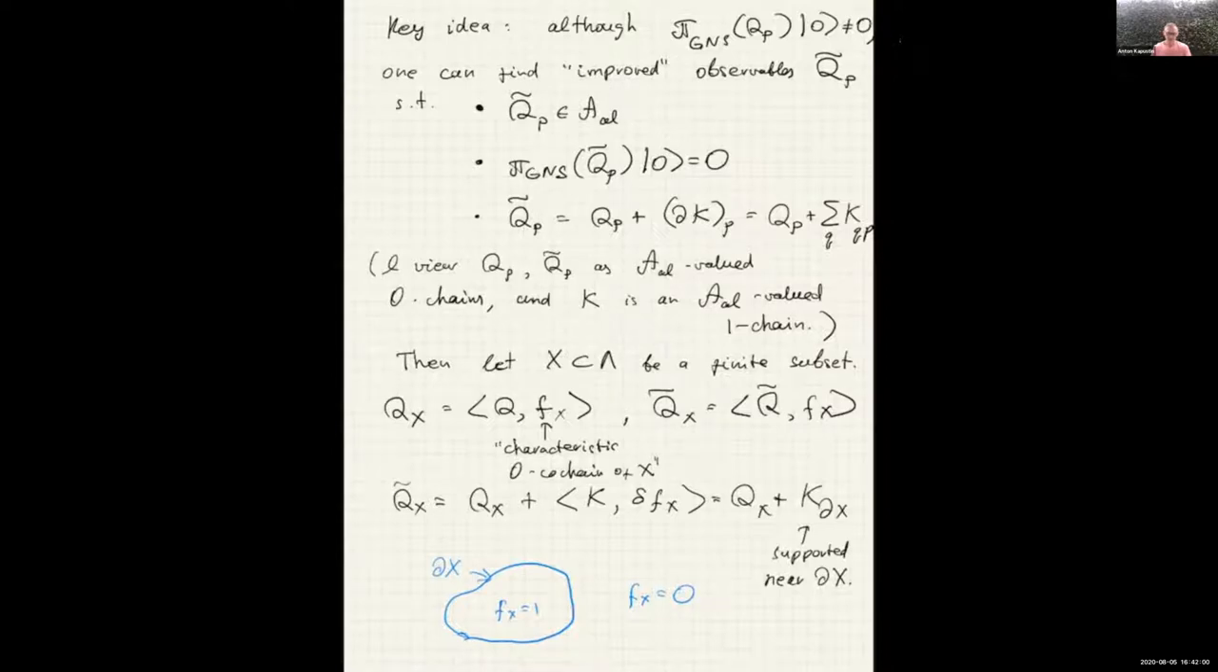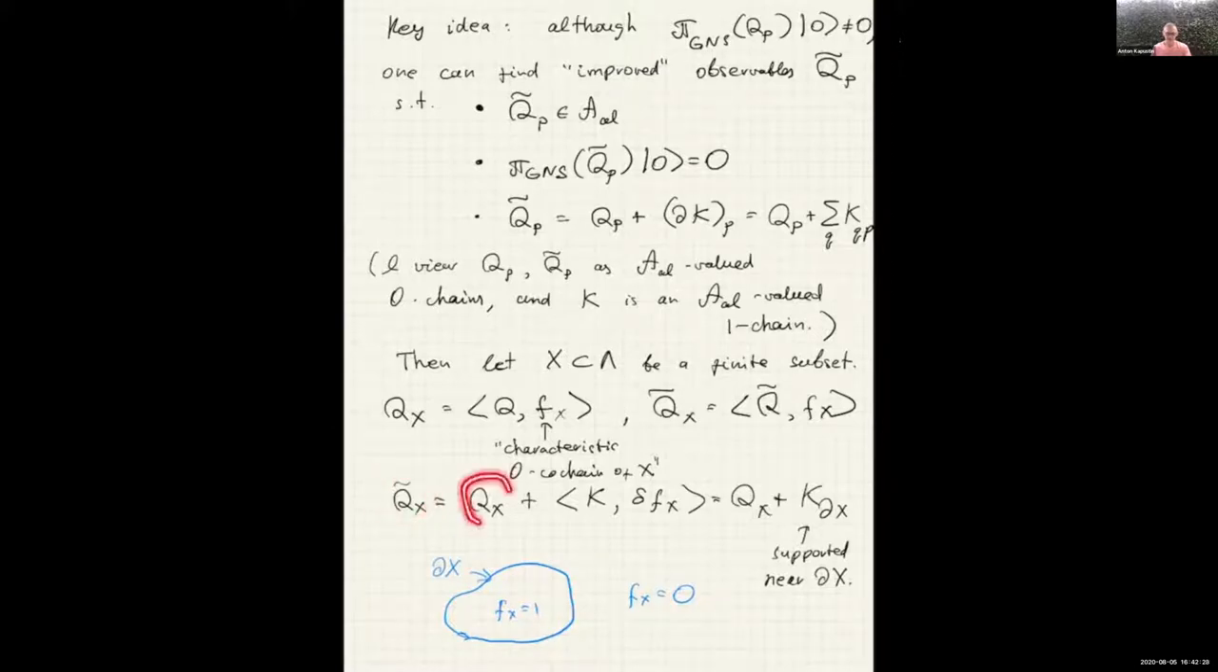So once you're talking about this language of chains and cochains, if you have some chain like this, you can contract it with some characteristic zero cochain of X, that is just the characteristic function of a subset. And if X is a finite subset, that gives you a well-defined operator. And similarly for Q.